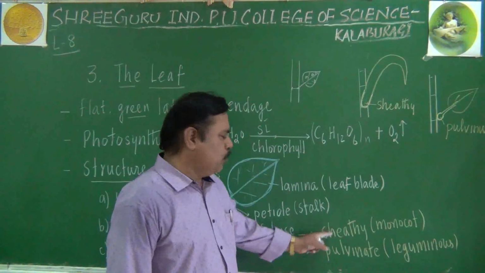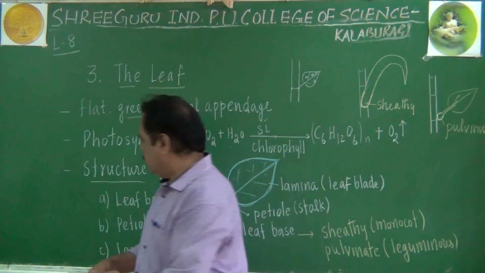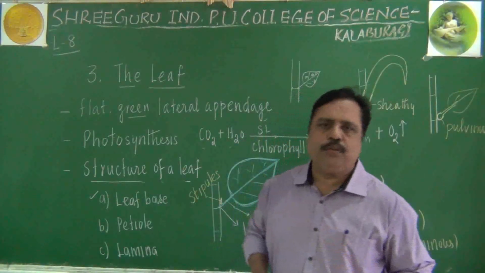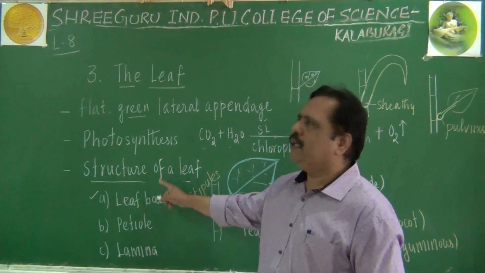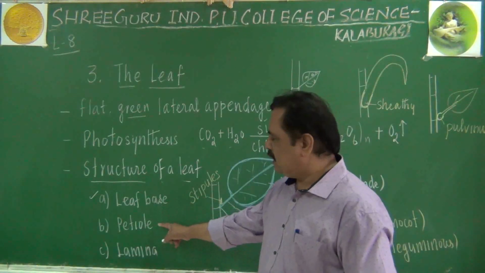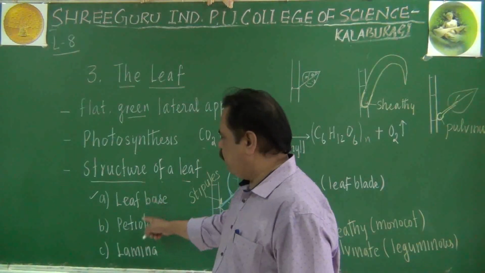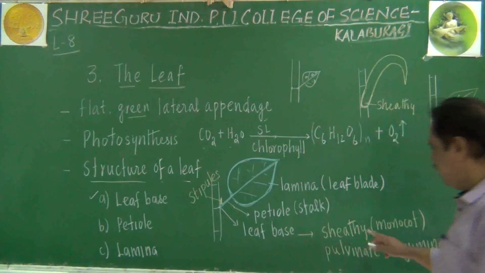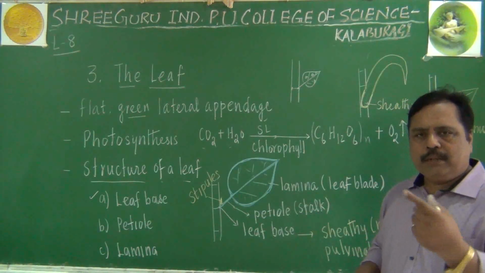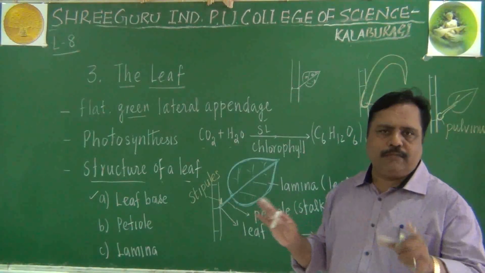Regarding leaf base, I told you some points. Let me come to the petiole, the second part of the leaf. So dear students, remember, in a leaf there are how many parts? 3 parts. One is leaf base, second is petiole, third is lamina. As far as leaf base is concerned, it may be either sheathy or pulvinate, or it may be normal. It may be provided with a stipule, or the stipule may be absent. That is the leaf base.